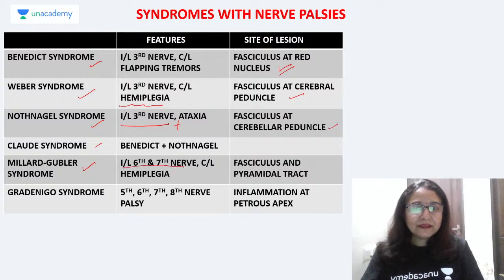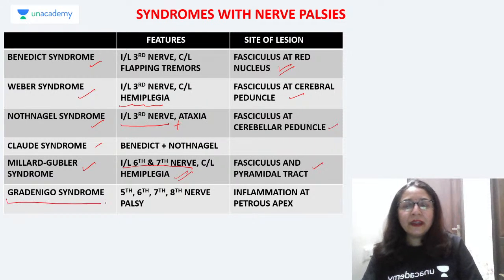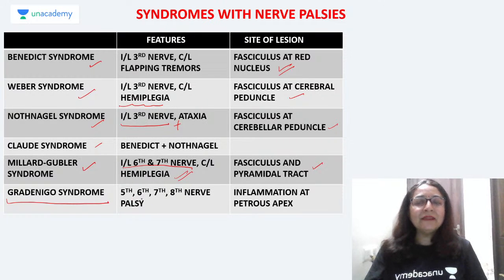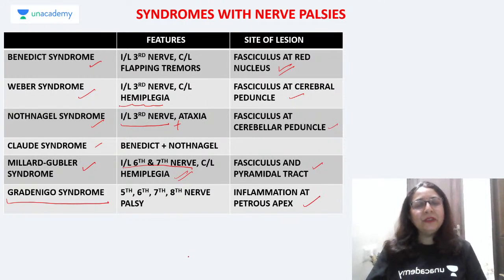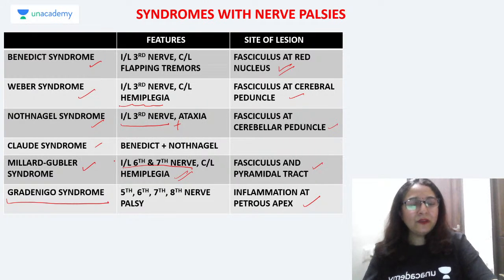Then with the sixth nerve, Millard-Gubler syndrome is the one in which sixth nerve is involved. Both sixth and seventh nerve are involved ipsilaterally, and contralateral hemiplegia is there. Here the lesion is involving the fasciculi of these nerves and pyramidal tract. Okay. Then there is your Gradenigo syndrome, which you read in ENT also, in which there is palsy of 5th, 6th, 7th and 8th nerve due to inflammation at the petrous apex. So please do remember this table to know which nerves are involved in the given syndrome.